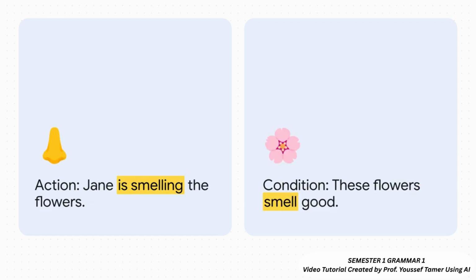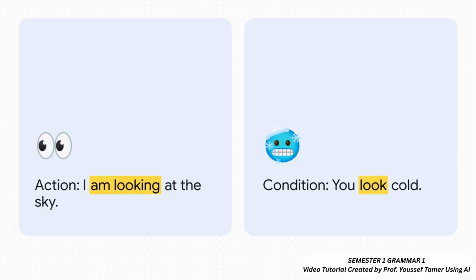Here's another perfect example of that same idea. Jane is smelling the flowers. She's actively leaning in and inhaling. That's an action. But the flowers themselves, they just smell good. They exist in that state. And one last one to really drive it home. I am looking is a deliberate action. You're pointing your eyes at something. But if I say, you look cold, I'm not describing something you're doing, I'm describing your appearance, your current state.